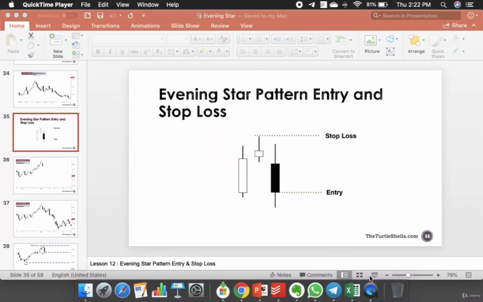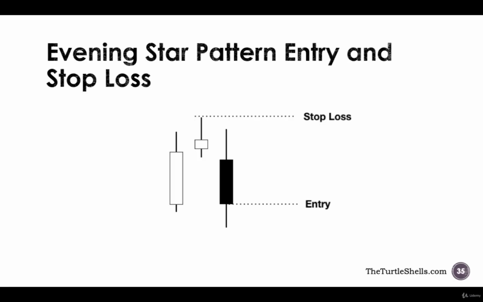Alright, so now let us look at the entry and stop loss. Let's bring our attention to that. Entry is at the close of the black candle. Stop loss is at the highest high of the three candles, which we have discussed before. So that becomes our risk. It always will be this way.